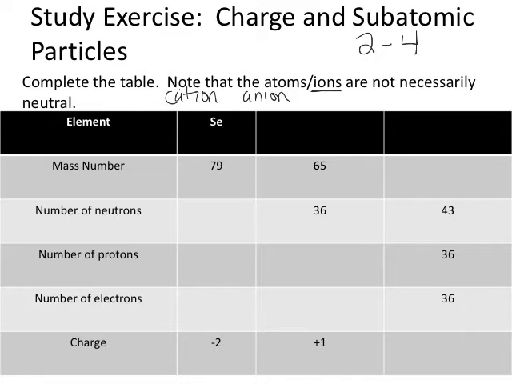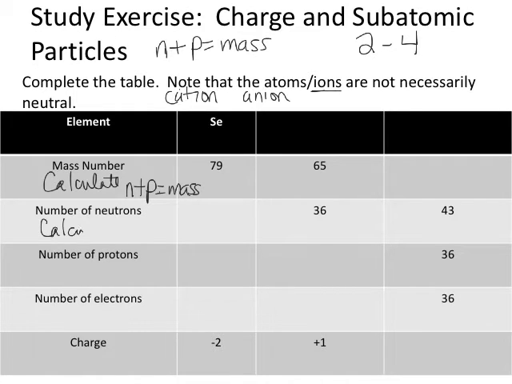Now, in this table, we're going to need to know our formula, N plus P, so neutrons plus protons equals our mass. And we need a periodic table. So the mass number, you're going to calculate by N plus P equals mass. Number of neutrons, you're also going to calculate by N plus P equals mass. So that's going to be a calculation.